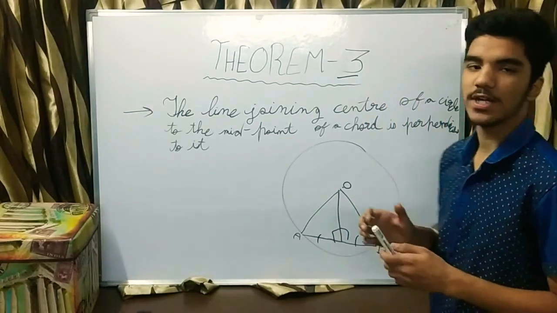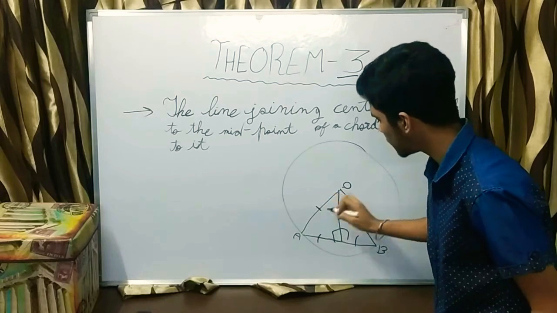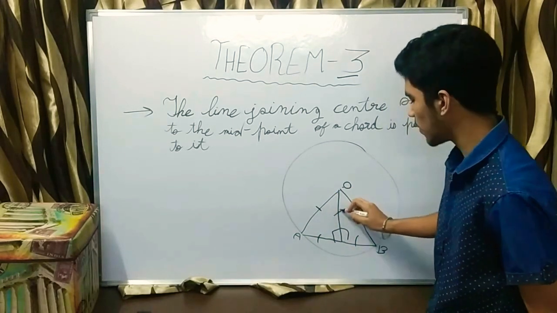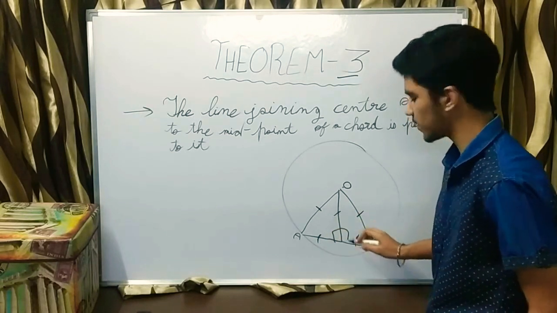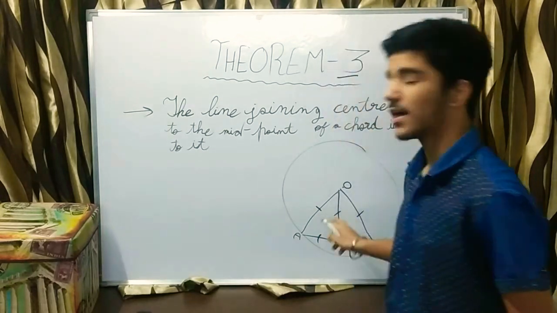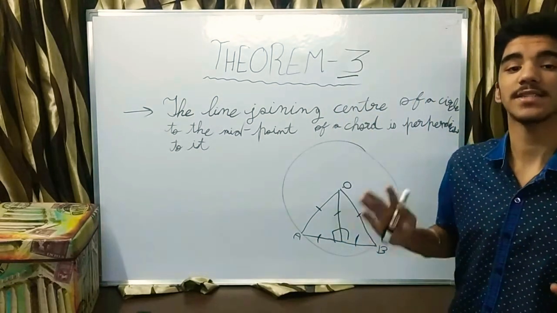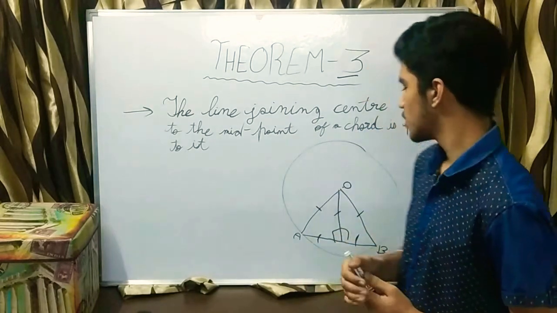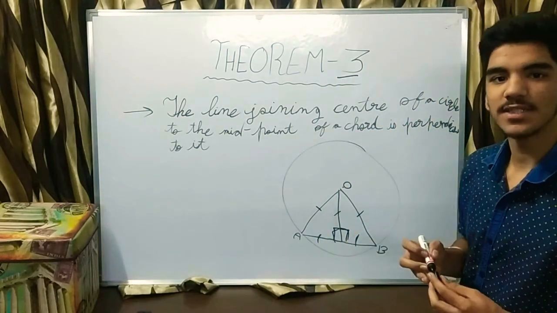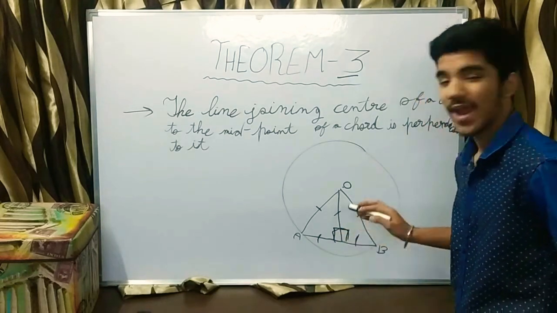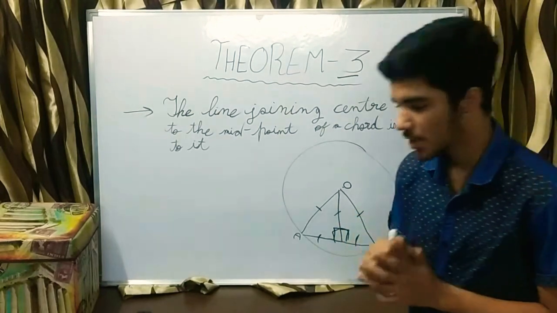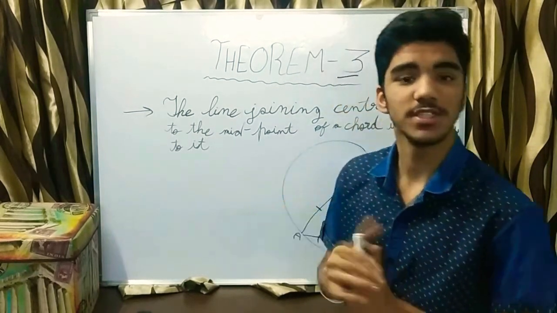To prove it, we just have to see that these two are radii, so these two are equal, and this is a common side, and these two are given to be equal. So we can say that these two triangles are congruent by the SSS congruence rule, which shows that these two angles are equal. These two angles form a linear pair, so they are both 90 degrees. So now we have proved this theorem.